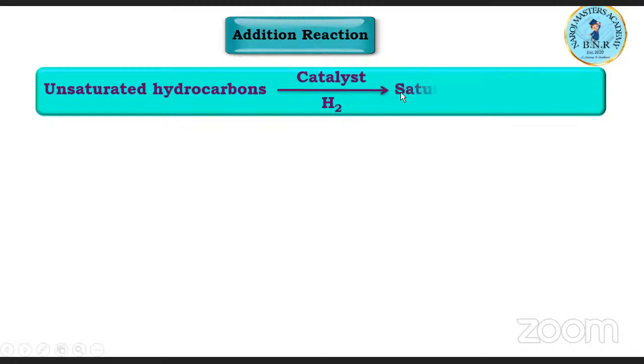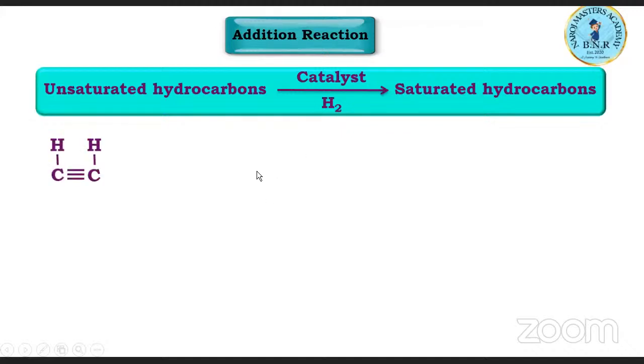Adding hydrogen, is it right? Why only hydrogen, sir? Why not any other element from the halogen family with a single bond? First, we will react with hydrogen to convert it into saturated. Then we'll replace this hydrogen with any other element.